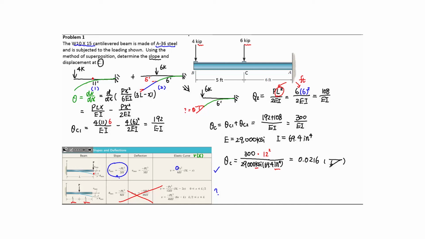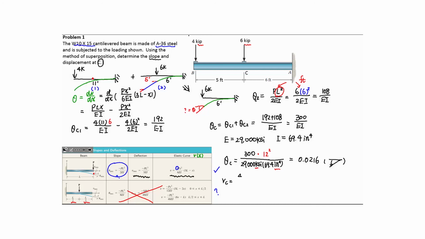So how could we find out what the deflection at C is? It will be much easier to do the calculation than for the slope. Why? Because we can directly find the deflection for the first structure. We can use this equation, and then we can add the deflection for another cantilever under the load at the tip here. So the deflection at C is going to be, it's all going down here.